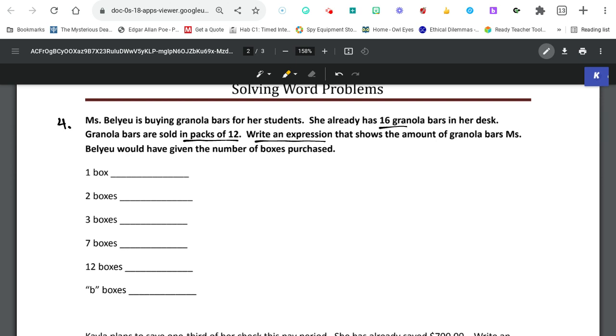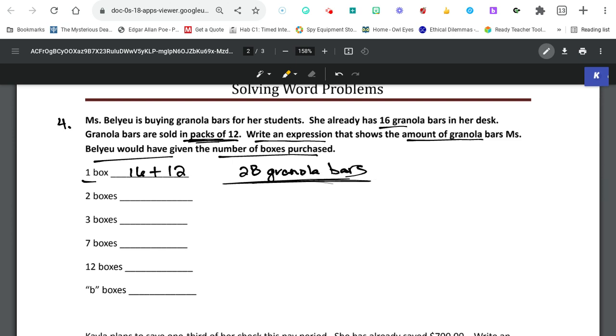I want to write an expression that shows the amount of granola bars Miss Blue would have given the number of boxes purchased. So let's see, how many granola bars will I have given out if I just get 1 box? So let's see, I already have my 16 plus they are sold in packs of 12, so 1 box would have 12, so plus 12. So I could give out 28 granola bars. Again, I'm not really interested in this number, I'm more so interested in the expression.